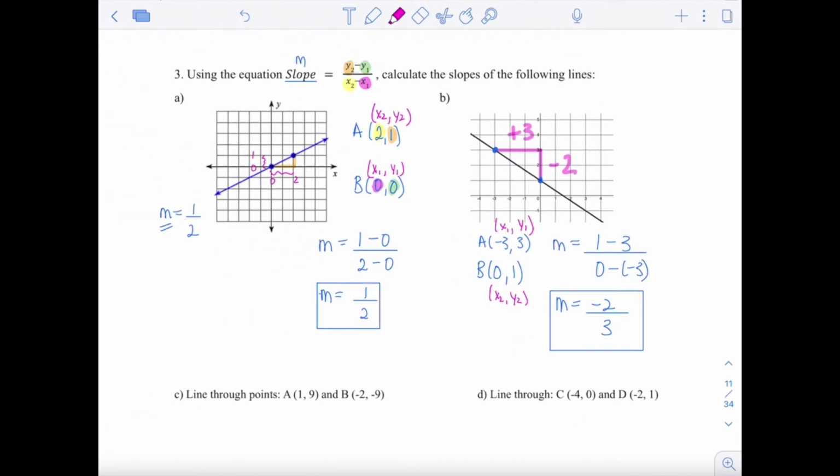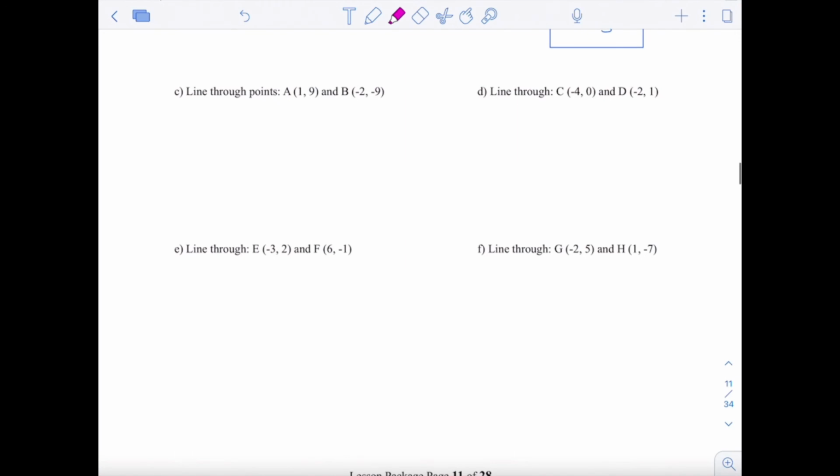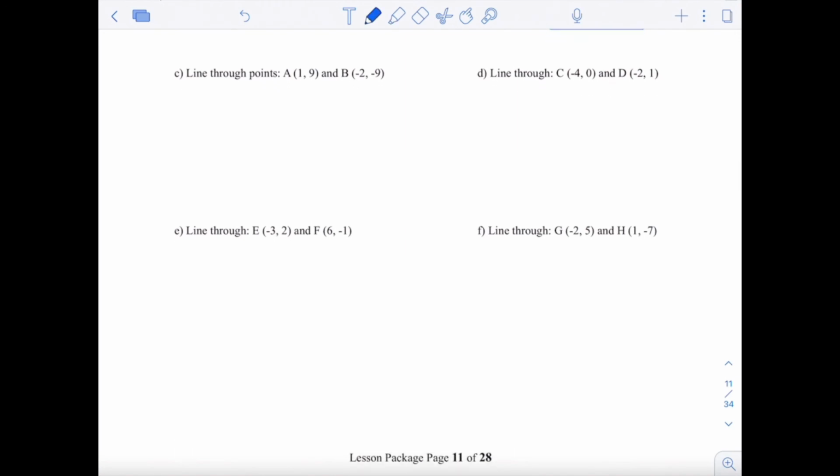So why is this beneficial? Well, it's beneficial because I can now calculate a slope if I don't have a graph. I can just use my 2 points. So I'm going to call this coordinate 1, and I'm going to call this coordinate 2. And I'm going to sub in y2 minus y1 over x2 minus x1. I'm going to get negative 18 over negative 3, so my slope here is 6. That's a steep positive slope.